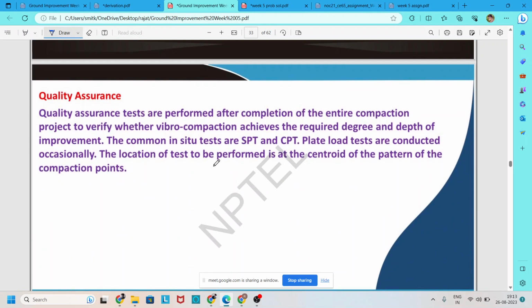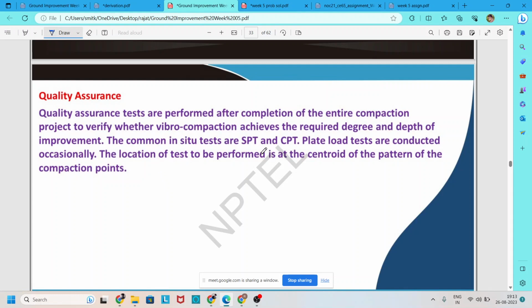Like other tests such as deep dynamic compaction and shallow compaction, here we also go with quality assurance by some well-known tests like SPT, CPT and plate load test to find out the soil strength after the compaction, whether it has achieved our goal or not, and whether it is suitable for further construction or not. So this test should be conducted.